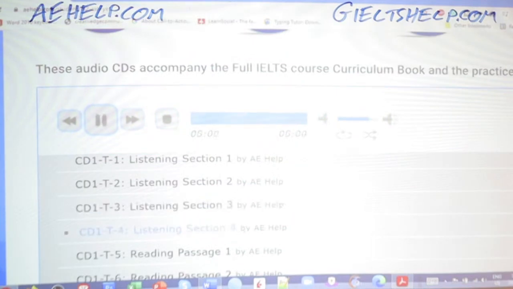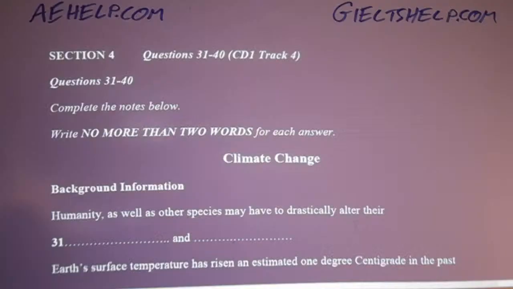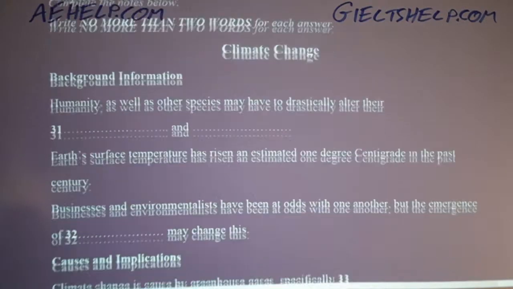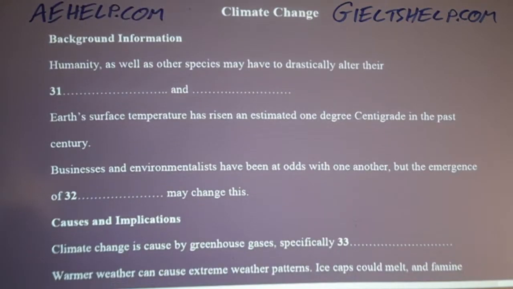Here we go. Now turn to section 4. Take some time to look at questions 31 to 40. Listening section 4. You will hear a professor discussing climate change.